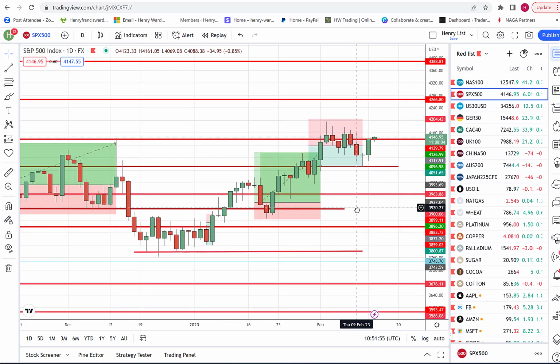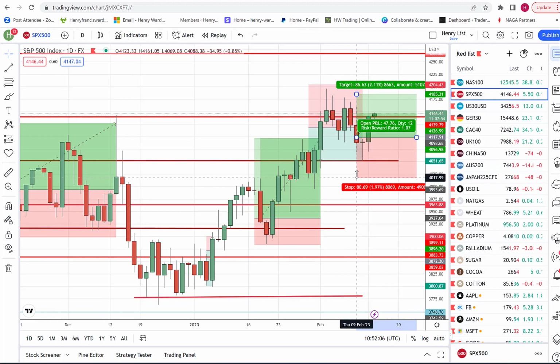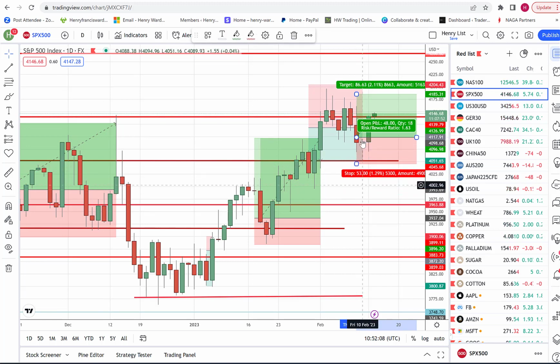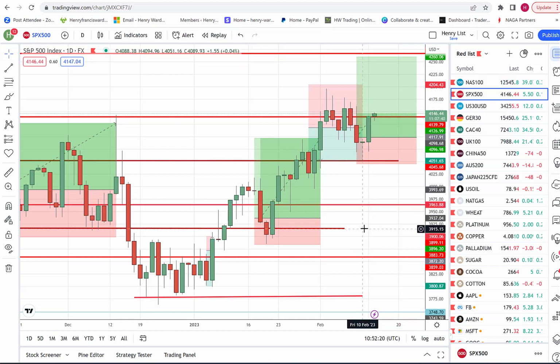But for me, that's not strong enough. I wouldn't have been looking at this as a long for that particular reason. A lot of people go, well, Henry, it's a low test bar, that's a really good buy signal. Yes, it's a really good buy signal, but you have to have some sort of support and resistance underneath it for it to play out correctly.